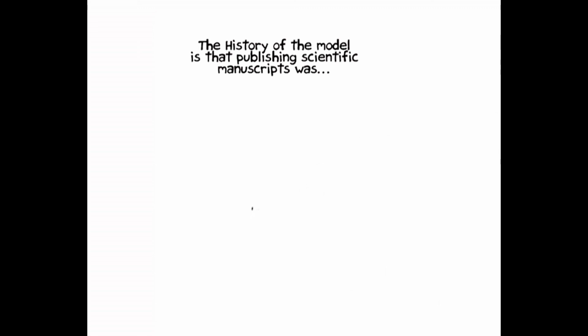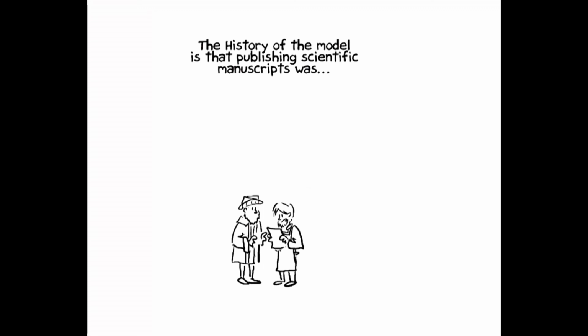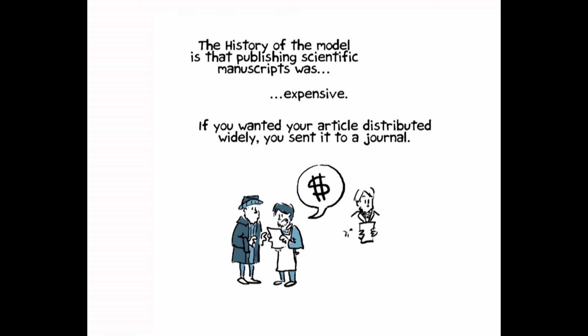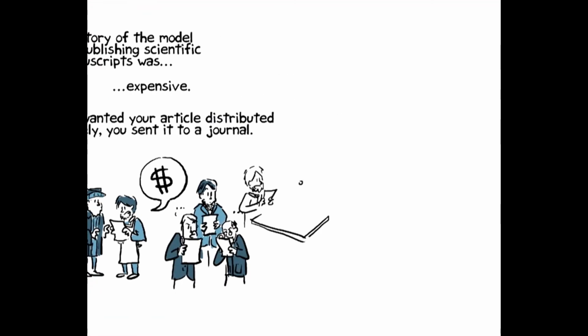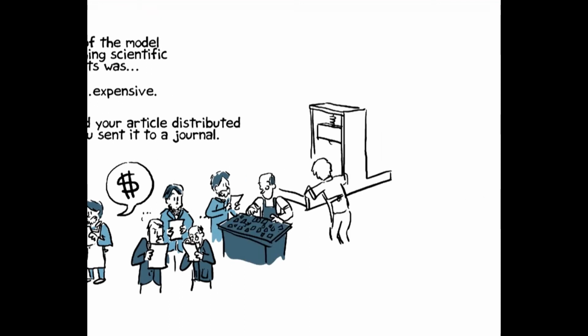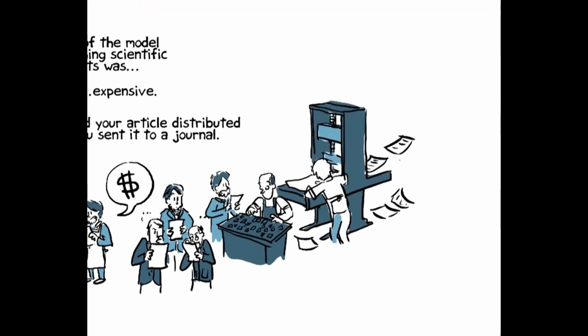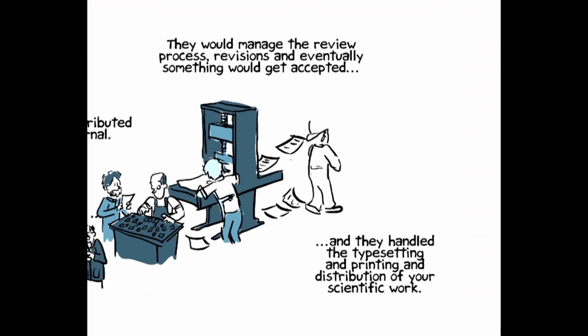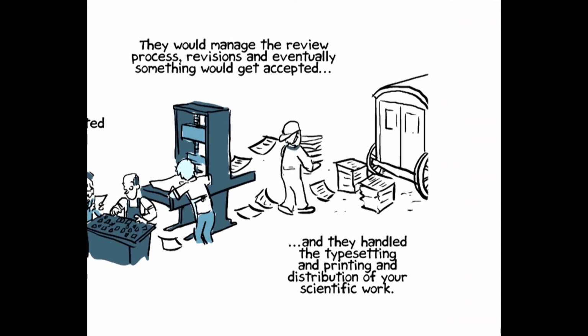The history of the model is really that publishing scientific manuscripts, especially ones with complex, detailed color figures, was expensive. So if you wanted your article distributed broadly and widely, you sent it to one of these journals, and then they would manage the review process and the communications with reviewers and revisions, and eventually something would be accepted, and they handled the typesetting and the printing and the distribution of your scientific work.